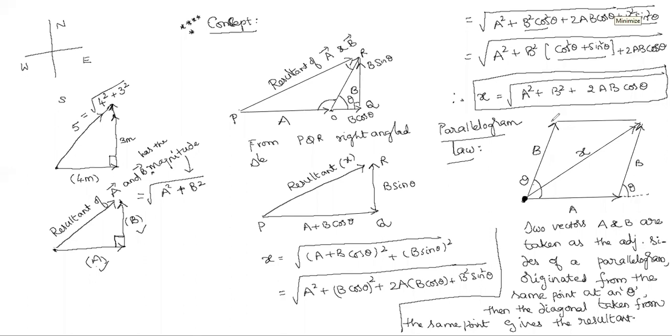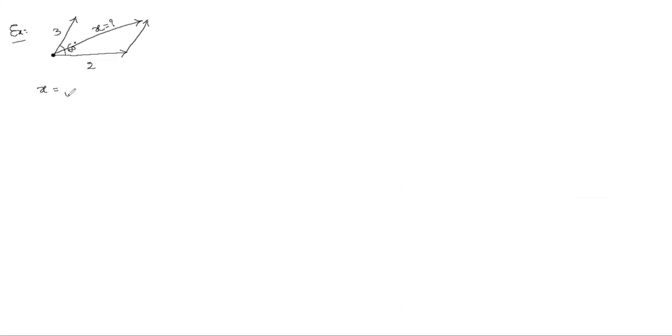Are you ready? Yes, sir. Explain. Yes, sir. The formula is under root a square plus b square plus 2ab into cos theta. Very good. Wait. According to the question we have theta equal to 60 degrees, a equal to 3 and b equal to 2. So under the root, 3 square plus 2 square plus 2 into 3 into 2 into cos 60 degrees.